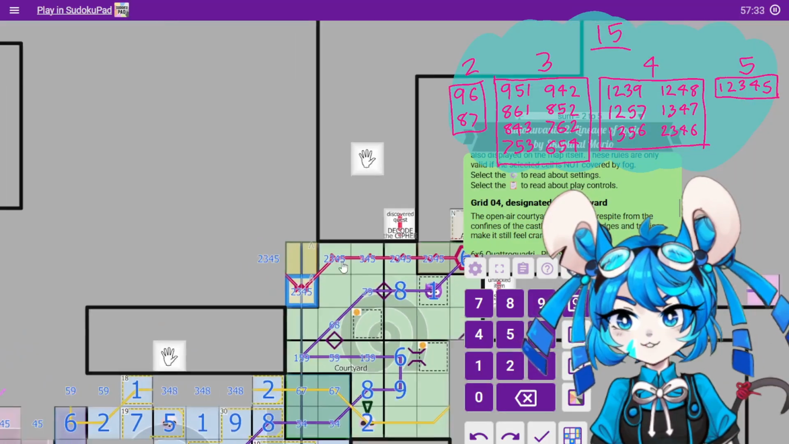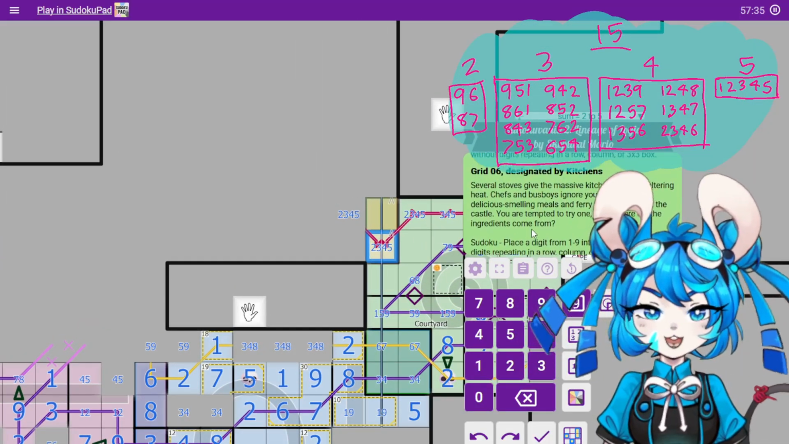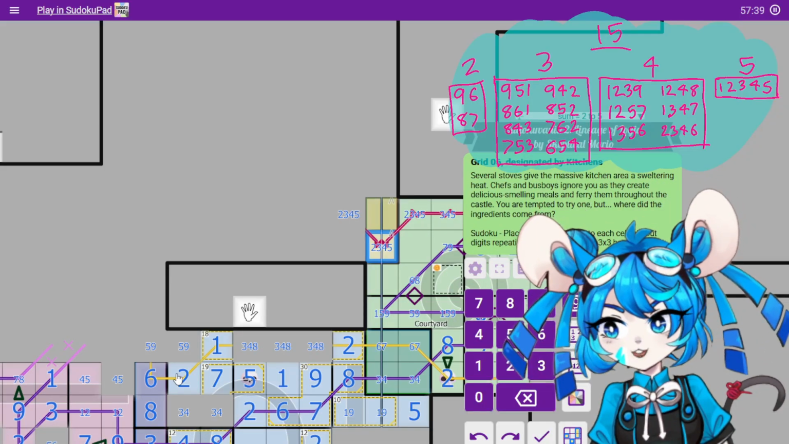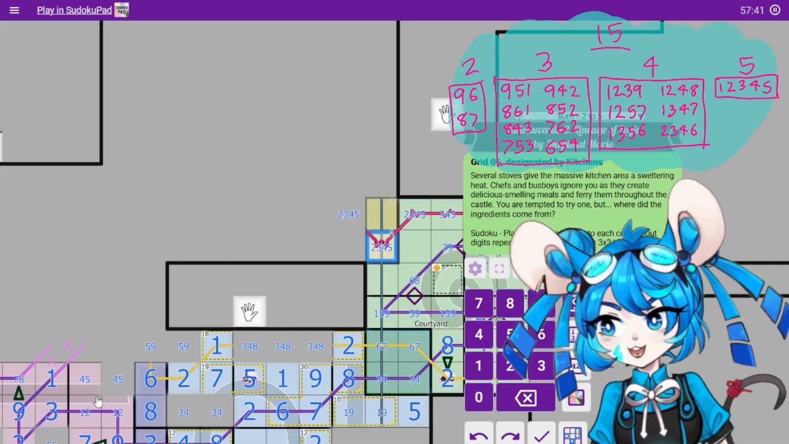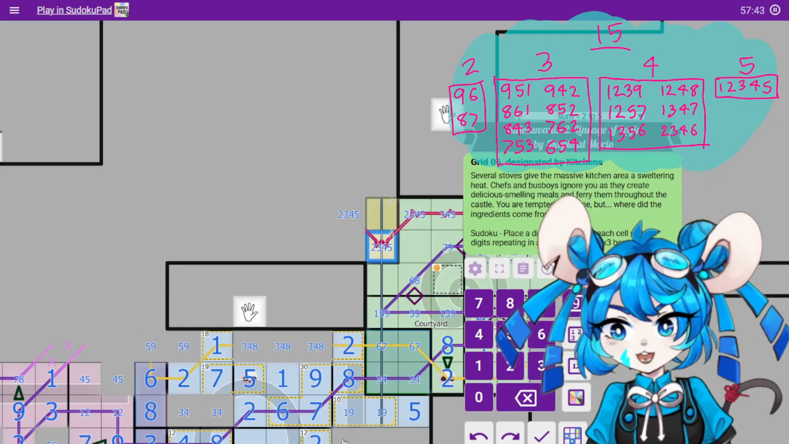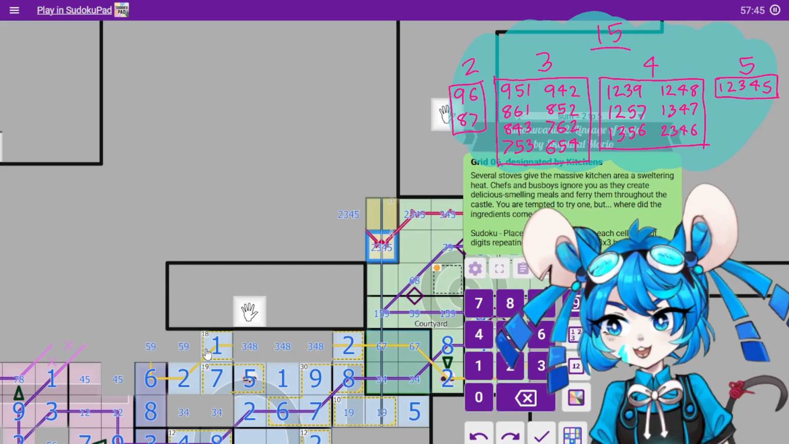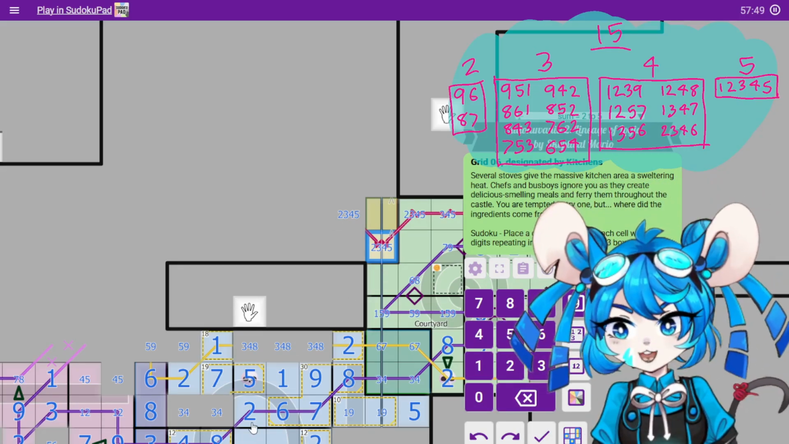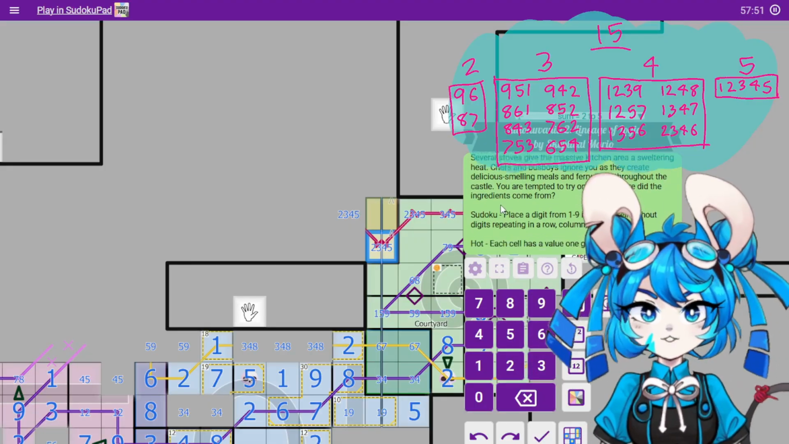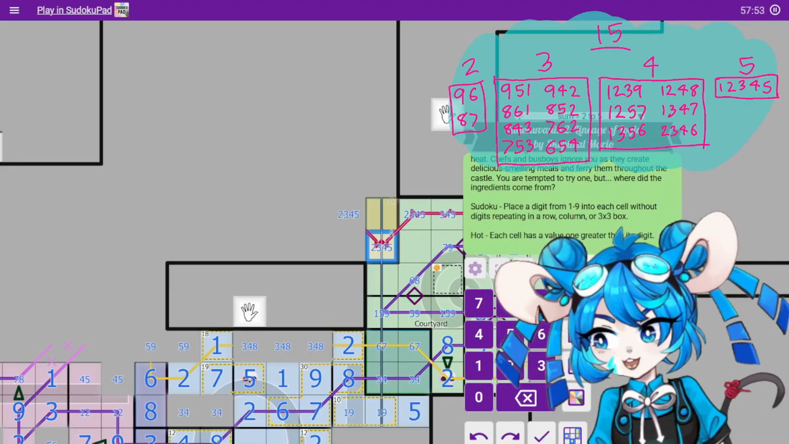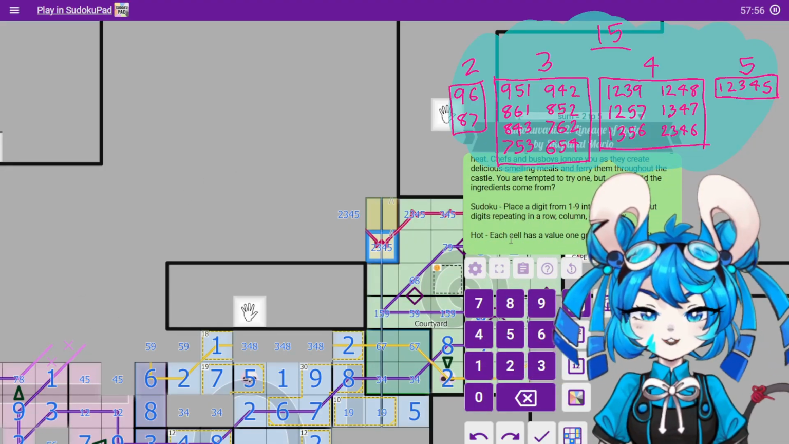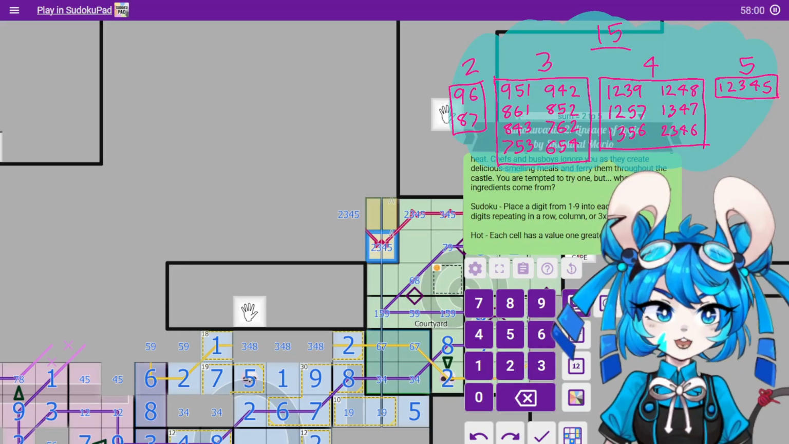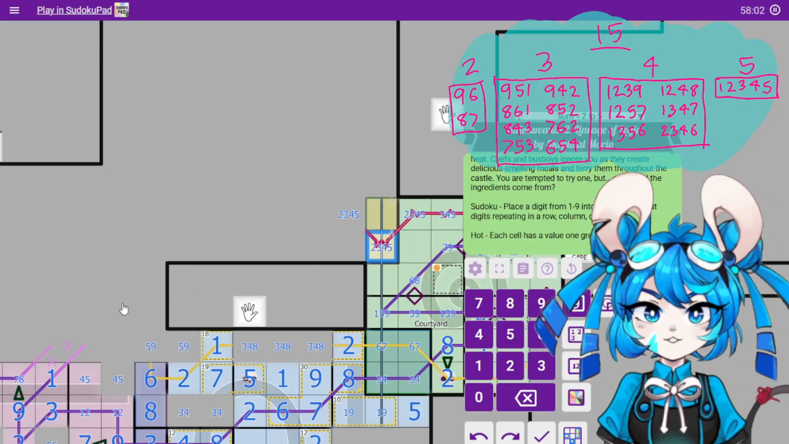So, next, it's into the kitchen. Several stoves give the massive kitchen area a sweltering heat. Chefs and busboys ignore you as they create delicious smelling meals and ferry them throughout the castle. You're tempted to try one, but where did the ingredients come from? So we've got normal Sudoku rules, hot. Each cell has a value one greater than its digit.